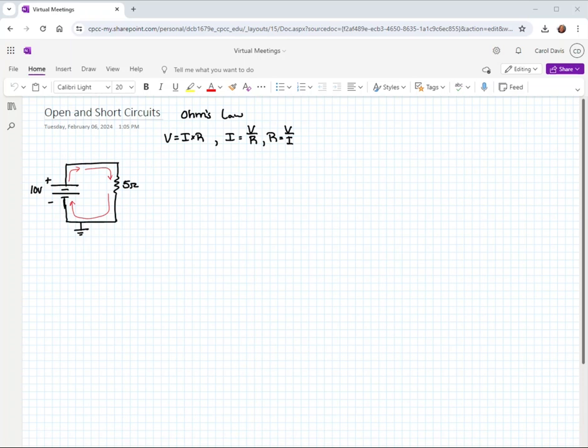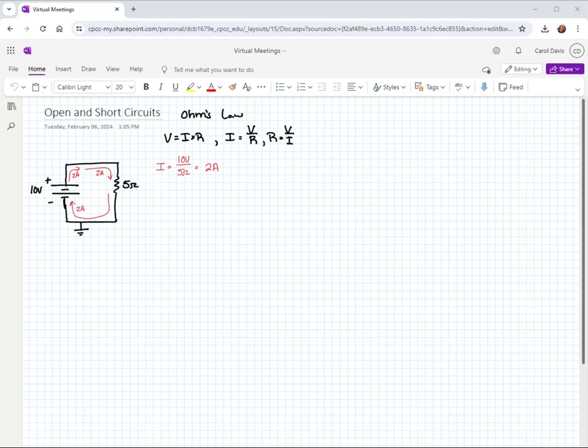Okay, so let's use our Ohm's law and calculate what our current would be here. We have a total voltage we're applying of 10 volts, and a total resistance of 5 ohms. So that means that we would have 2 amps of current throughout the circuit. So 2 amps coming from the source, 2 amps going through the 5 ohm resistor, 2 amps returning back to the source at the negative terminal. So the same 2 amps going through the circuit the entire time.